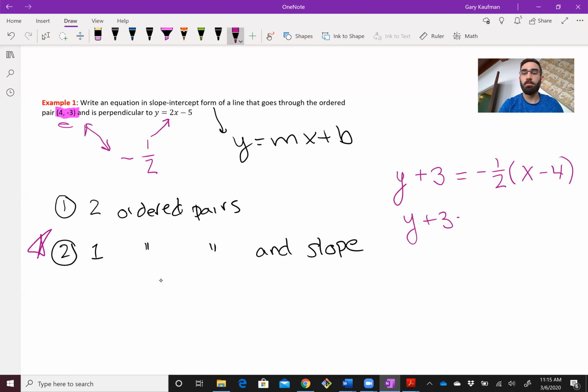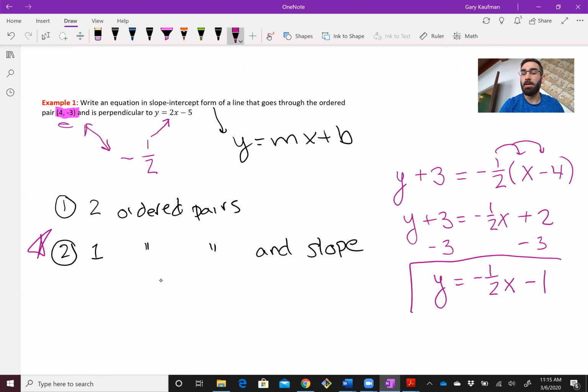Y plus 3 equals -1/2 x plus 2 when I distribute. Subtract 3 from both sides. Y equals -1/2 x minus 1. Here is my equation that goes through 4, -3 and is perpendicular to that equation. Make sure you get this example in your notes before you go on to the practice problems.